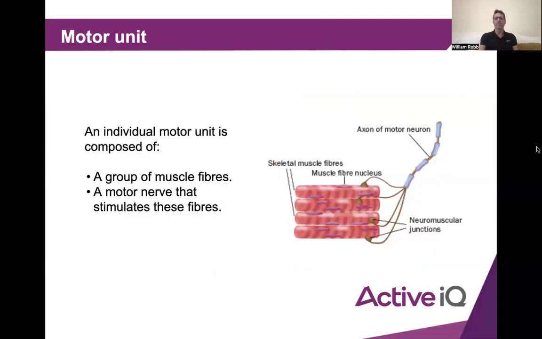Okay, so let's look at a motor unit. I'll do another mini talk on the motor unit at a later date, but for now, let's just stick with this presentation. An individual motor unit is composed of a group of muscle fibers and a motor nerve that stimulates these fibers. So here we have the muscle fibers. We've got the muscle fiber nucleus and the axon terminating onto the muscle fiber.